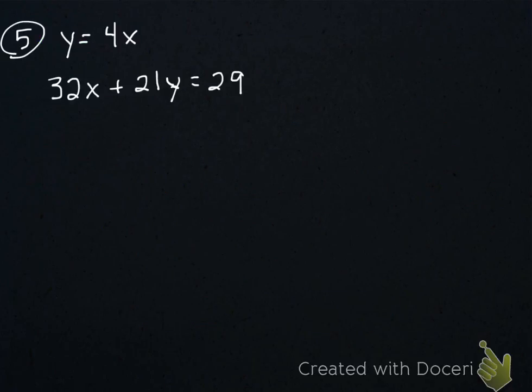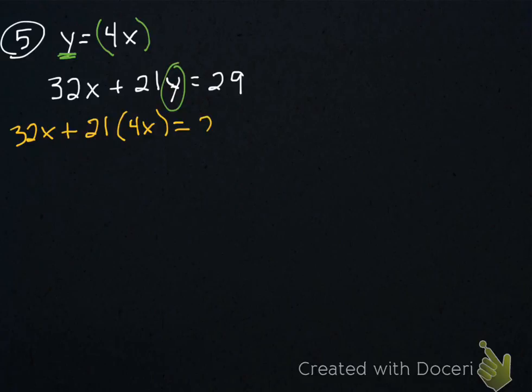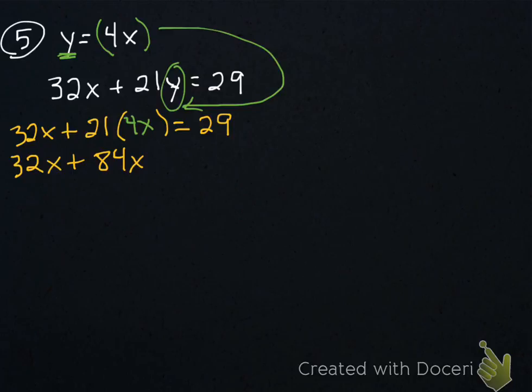Number 5. Number 5, we're back to the easy ones. First equation, I have a plain old y with stuff equal to 4x. So we're going to plug that in for the y in our other equation. This will be awesome. So I have 32x plus 21 times 4x equals 29. So 32x plus, well, 21 times 4 is what? 84. 84x equals 29.